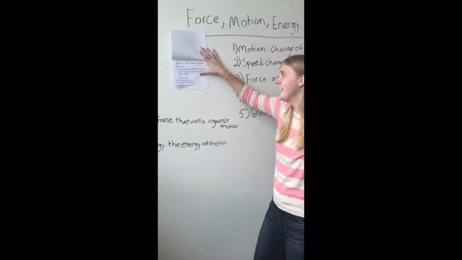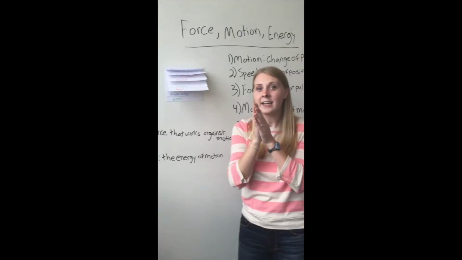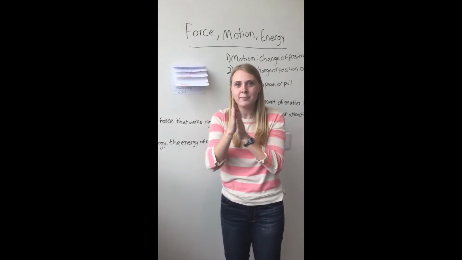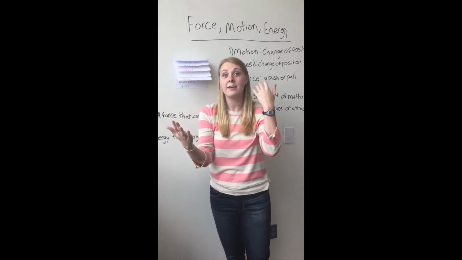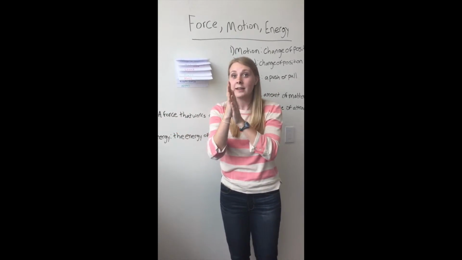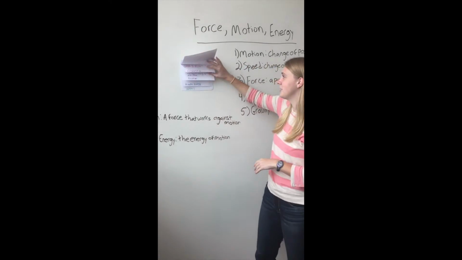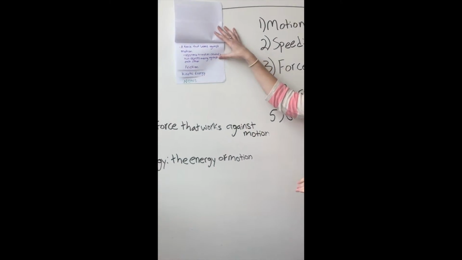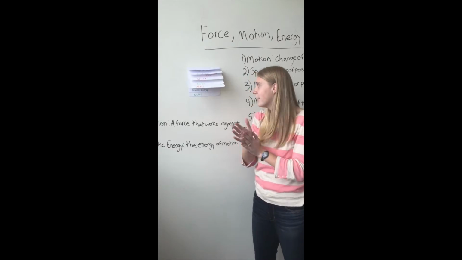So friction is a force that works against motion. So I want you to put your hands together and I want you to rub them. And keep rubbing them. Do you feel heat on your hands? That's because of friction, because object A and object B are working against each other, so we're creating heat. So that is what friction means. So the resistance to motion created by two objects working against each other. So we just created friction by rubbing our hands together.